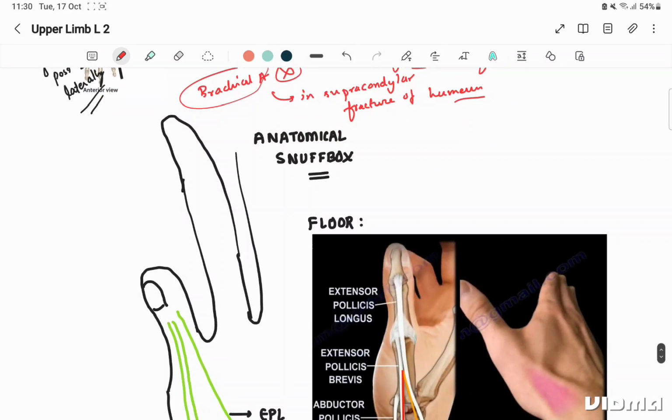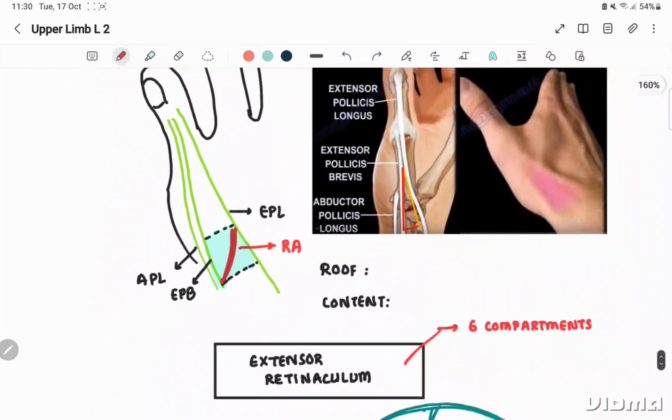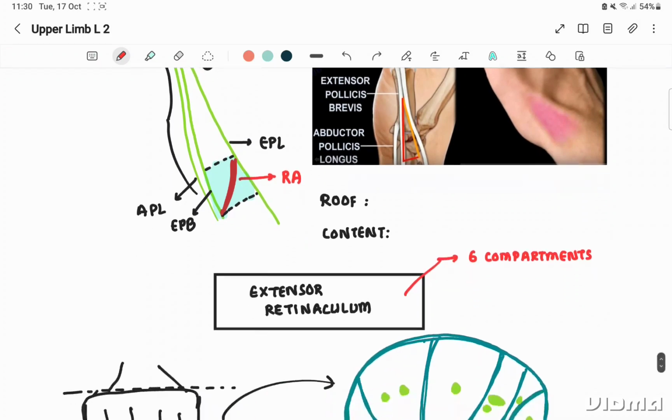Then we have the concept called the anatomical snuff box. You may have seen people taking ganja or the drug in the anatomical snuff box. Like snuff is related with drugs, the compounds which are addictive. So the anatomical snuff box is a type of depression between the tendons of APL, EPB and EPL, and the content of the anatomical snuff box is the radial artery. Radial artery is present here.